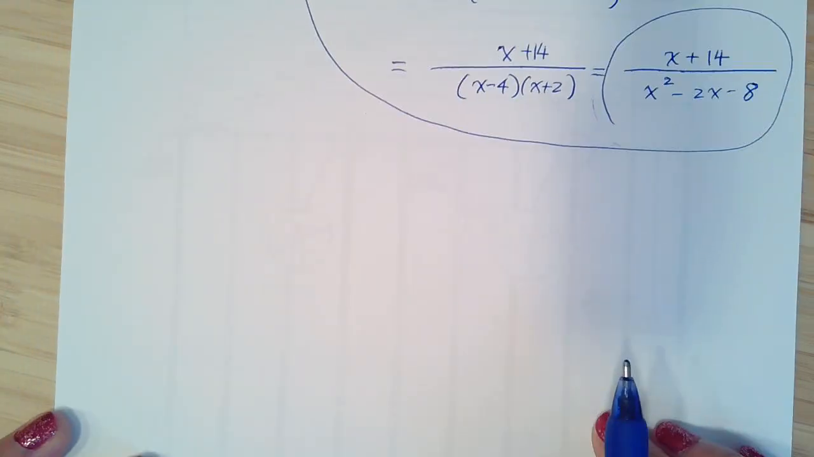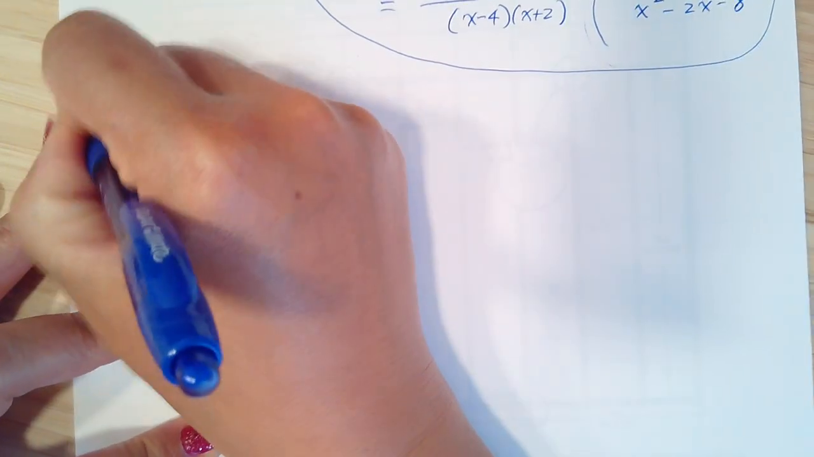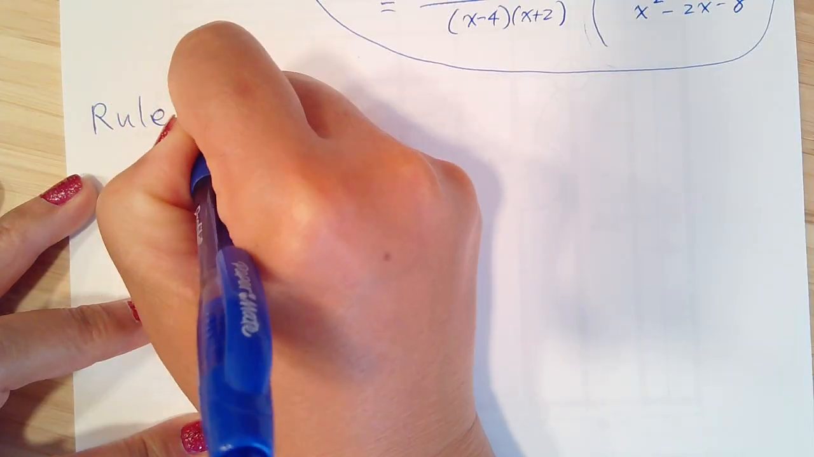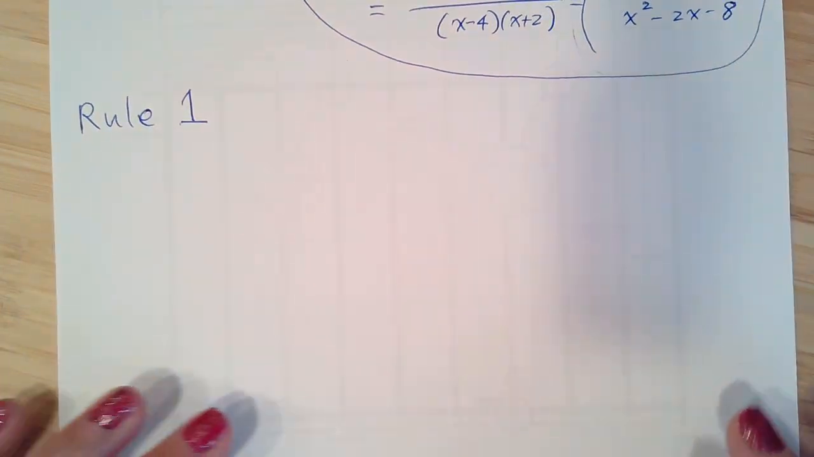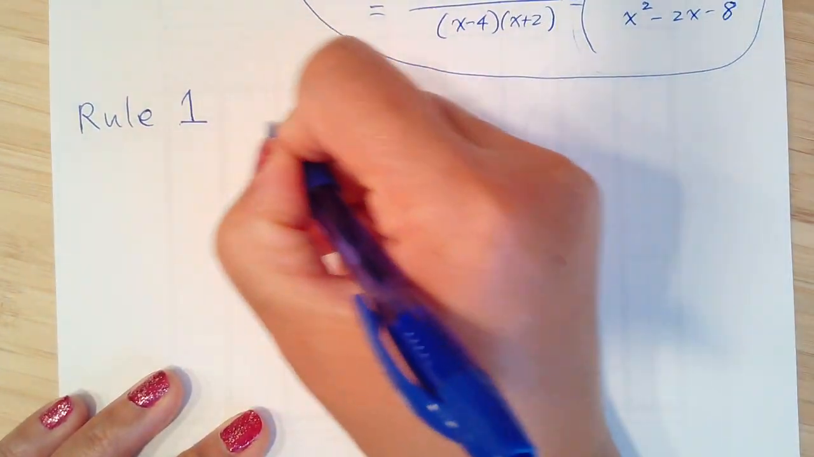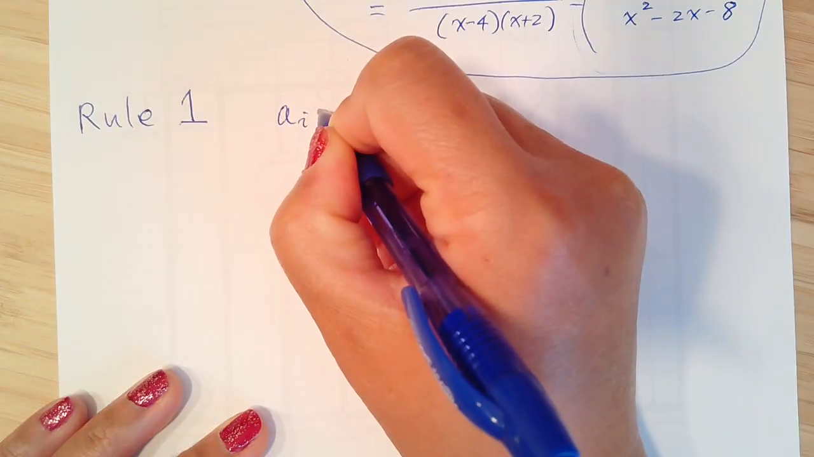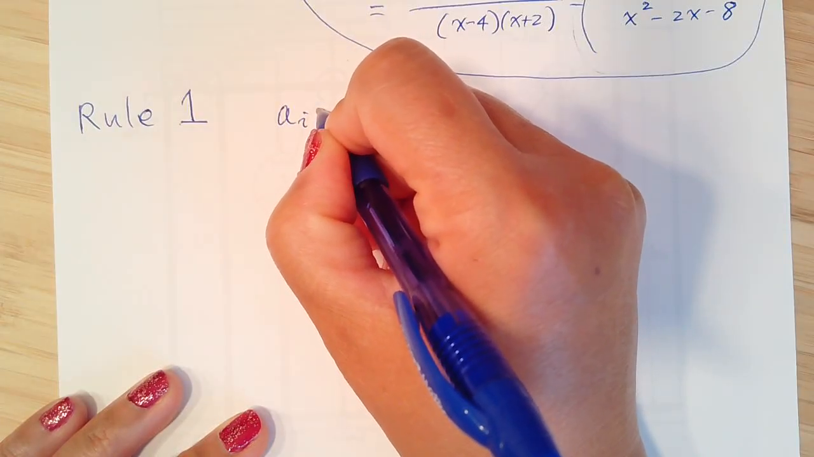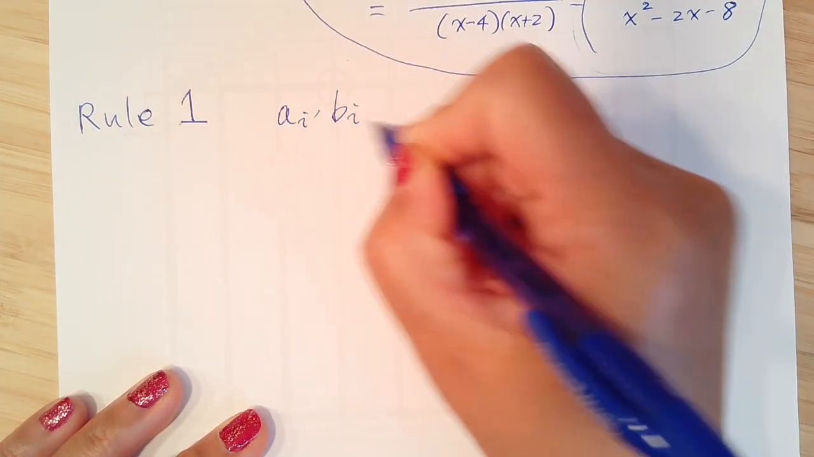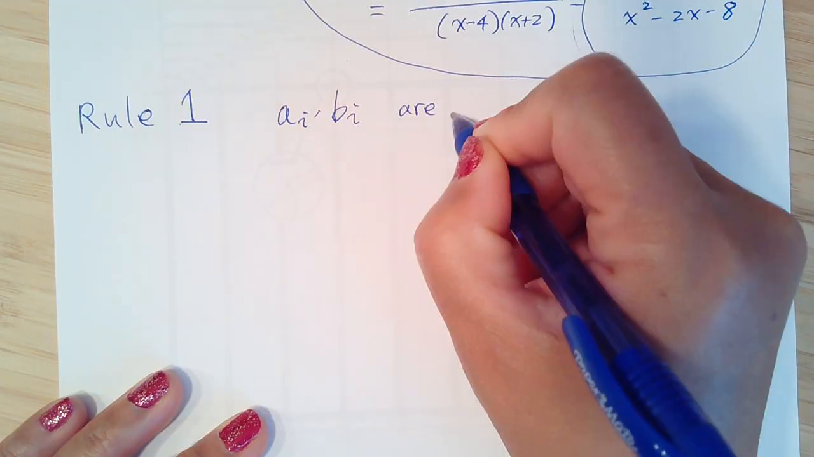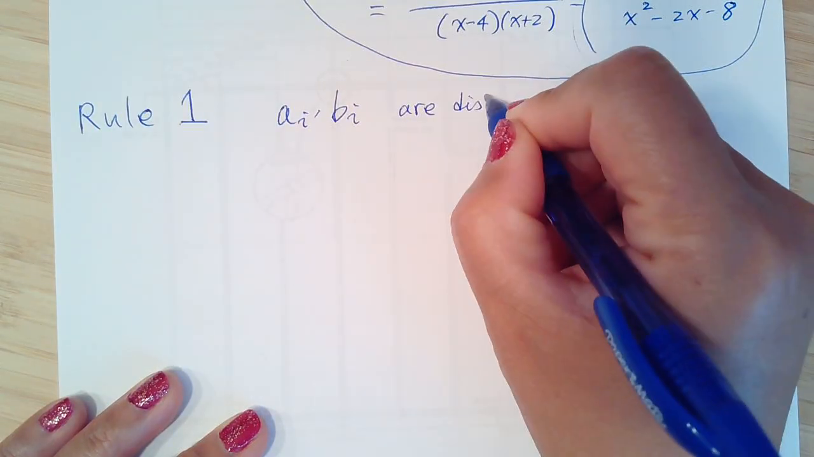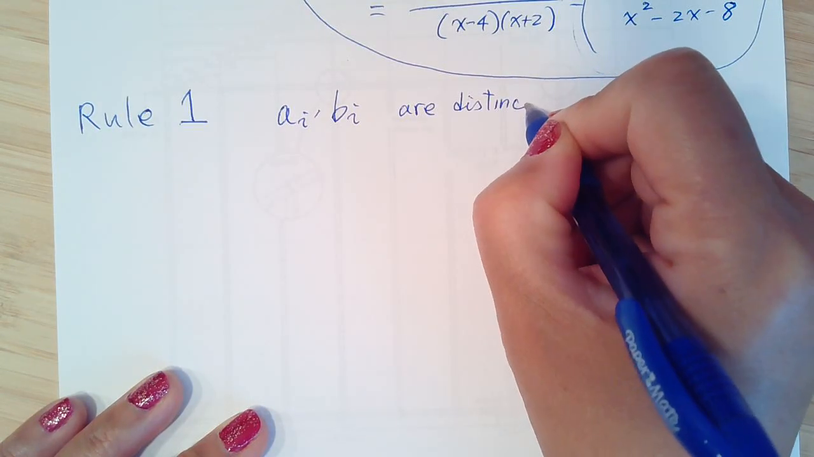Okay, now rule number 1. You might want to take a note. The ai and bi are distinct, which means everything is different, right?